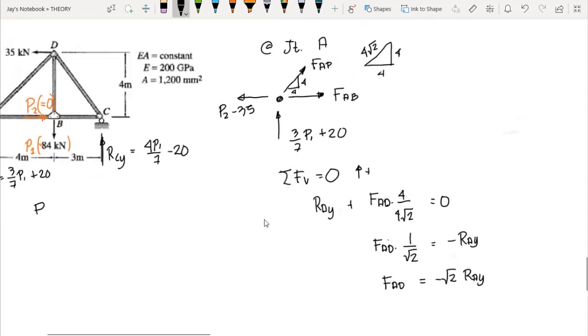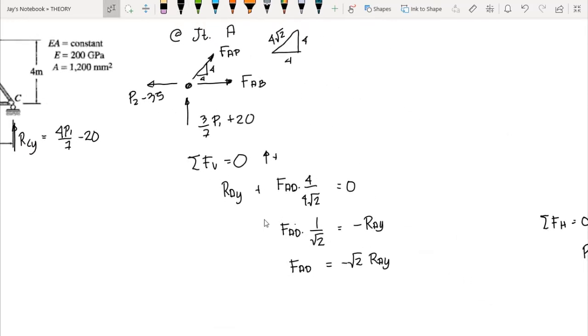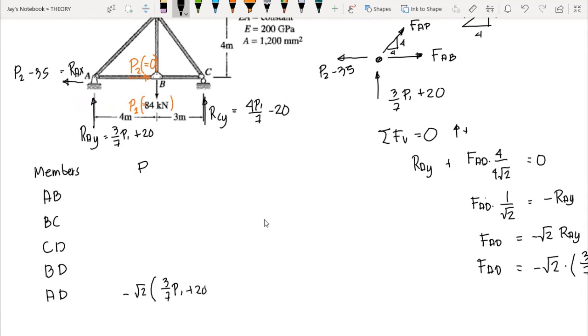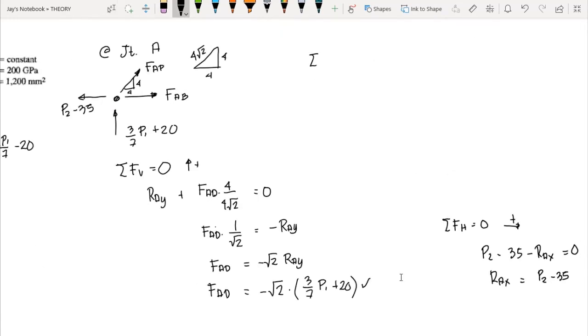Now take note, all the directions of our internal forces here are only assumptions. Okay? So we have FAD is equal to negative square root of 2 RAY. RAY here is 3 over 7 P1 plus 20. So this would be our FAD. So we have negative square root of 2 times 3 over 7 P1 plus 20. And then we compute the FAB.